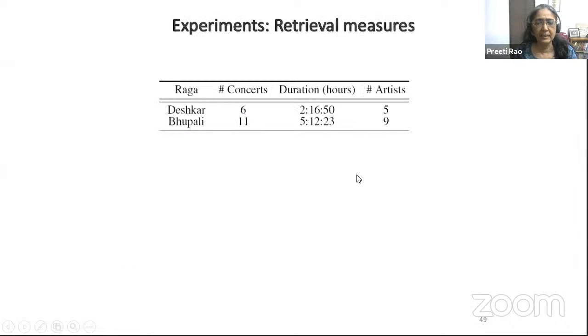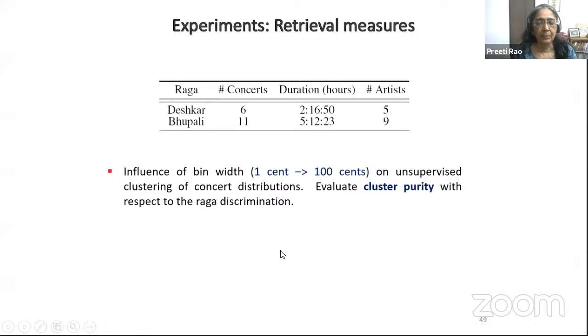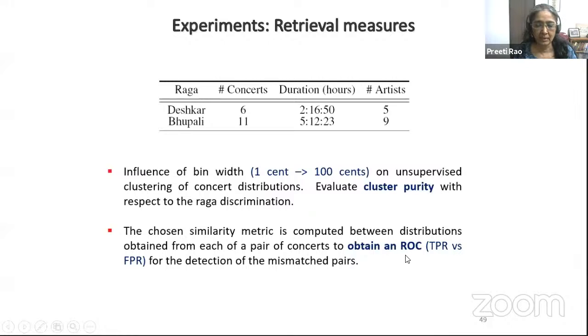So let's look at this in terms of retrieval measures. In our work, we took a corpus which had a number of Deshkar concerts and a number of Bhupali concerts. And we wanted to look at the influence of these parameters on retrieval measures, such as cluster purity or receiver operating characteristic, which tells you about the true positives versus false positives for the detection of mismatched pairs. For example, if I have two excerpts from two different ragas, and in particular the challenging case of allied ragas, then how well can I tell them apart by using a distribution that is computed with a specific set of hyperparameters and a distance measure?